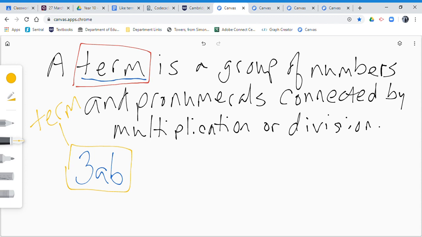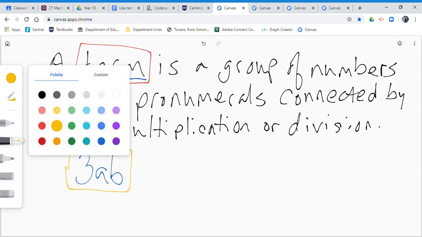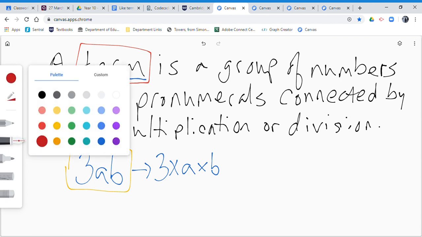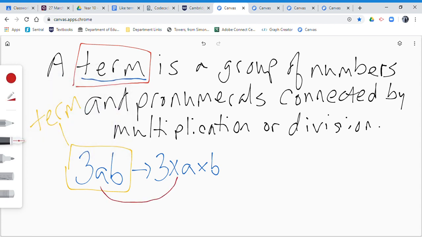When we say it's connected by division or multiplication, think of it this way. That is actually 3 times a times b. In each one of the spots between the numbers, there's a little multiplication sign. So there's a multiplication sign here between the 3 and the a, and a multiplication sign here between the a and the b. So there's actually multiplication signs in there.